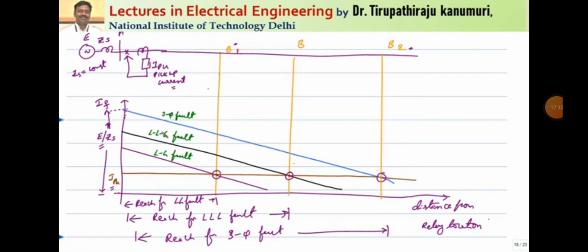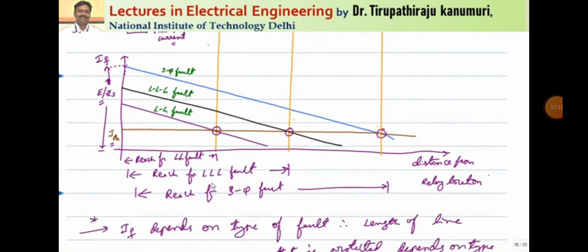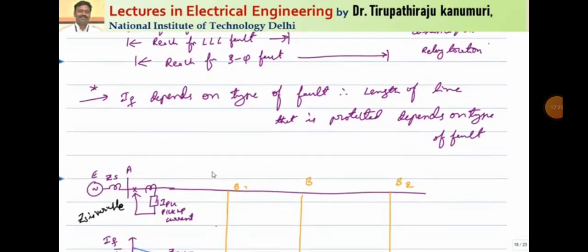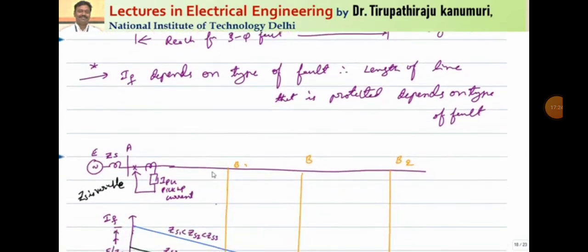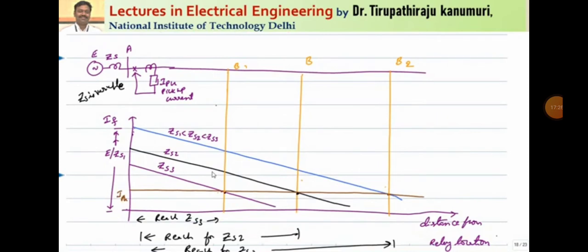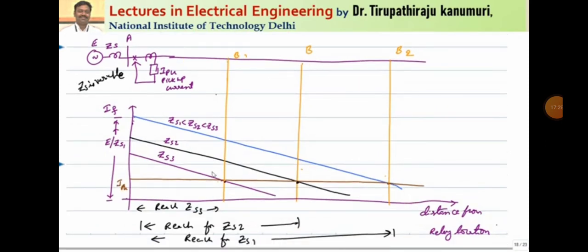Whereas if you go for other types of faults, that is line to line faults or line to ground faults, it will cover less distance. That is a disadvantage of the overcurrent relays. So we can conclude that IF depends on the type of the fault. I am just briefly discussing these things, after which we will proceed to protection using distance protection.